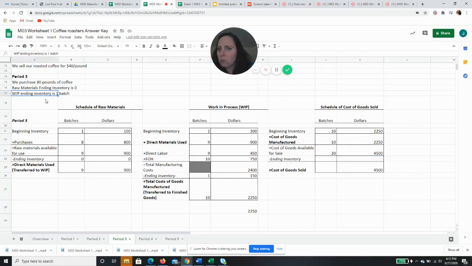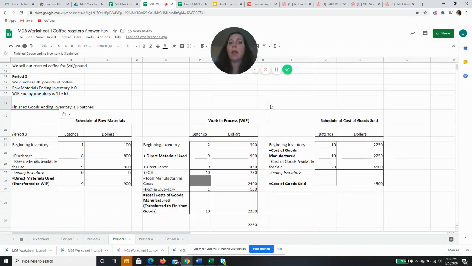All right, our ending inventory is 1 batch. Oh, we have some missing information. So I'm going to pause this for a second while I go look for that. I found it. The missing information, I must have deleted a row, is finished goods ending inventory is 3 batches. This should be on your copy. I just deleted it on the answer. Okay, so our finished goods ending inventory is 3 batches. I know a finished good batch has $225 of cost, so $675. So now $4,500 minus $675 is $3,825.